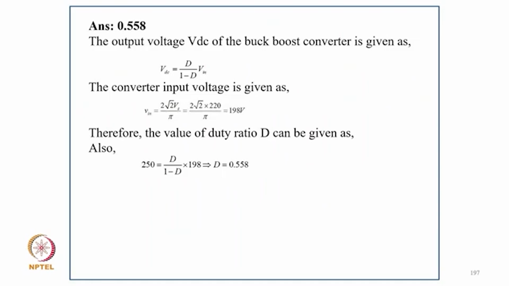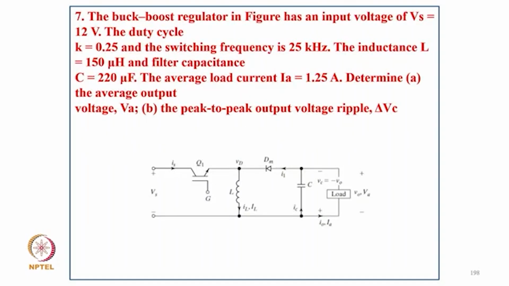ripple less than 2%. The output voltage VDC of the converter is given as VDC equal to D upon 1 minus D. The converter average input voltage VIN equal to root 2 VS upon pi, that is 198 volt. Therefore, the value of duty cycle, putting this, comes to 0.558.